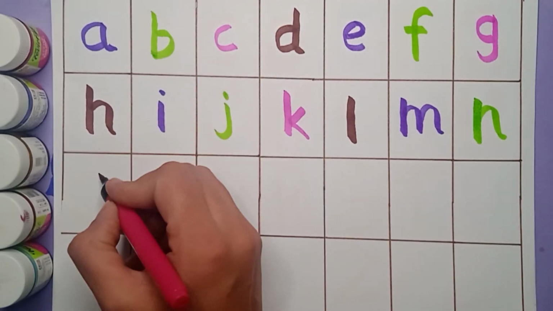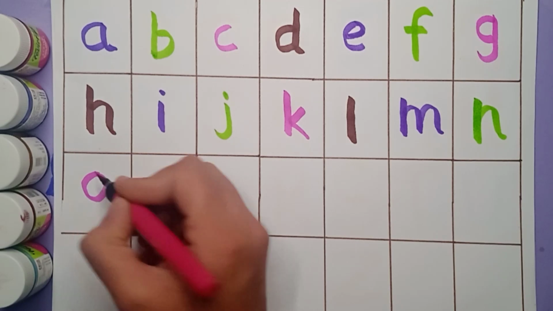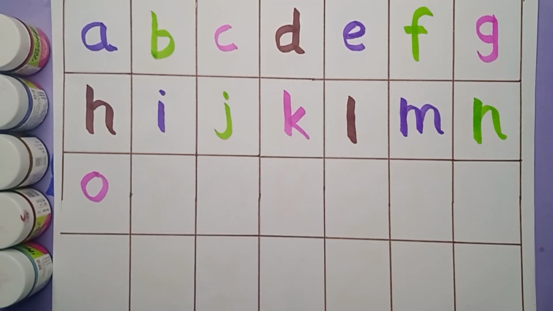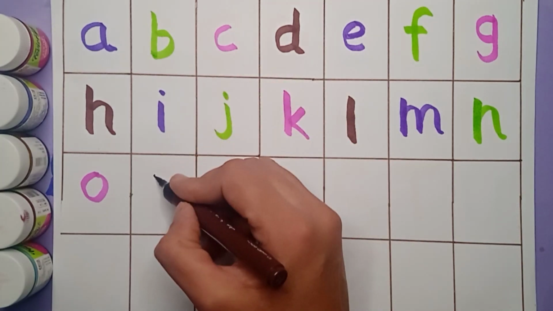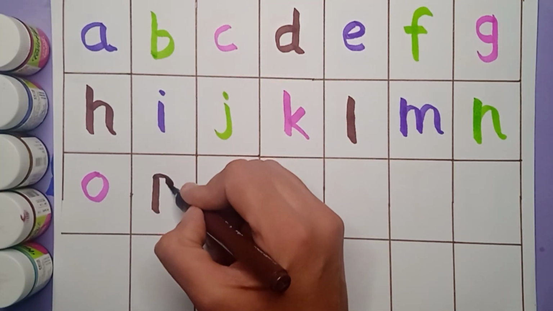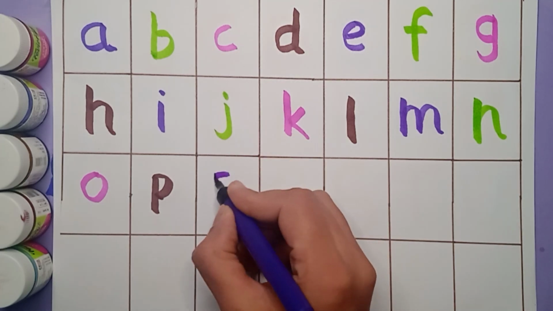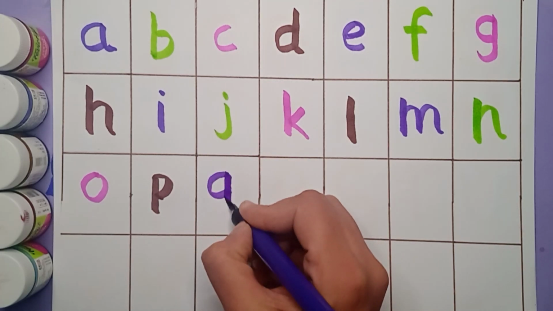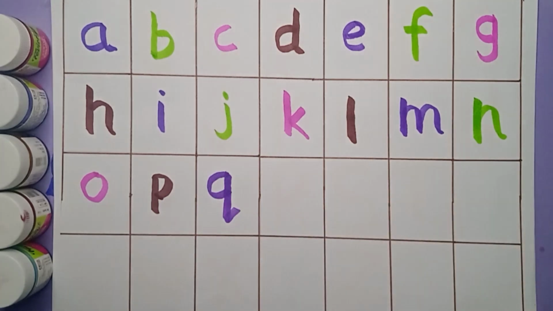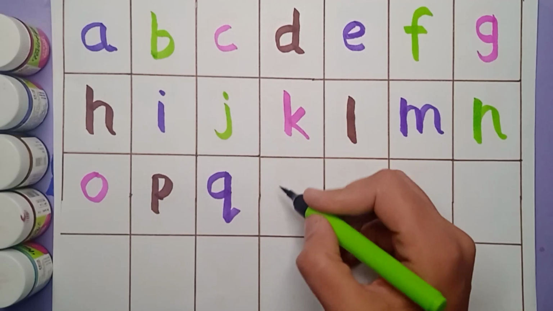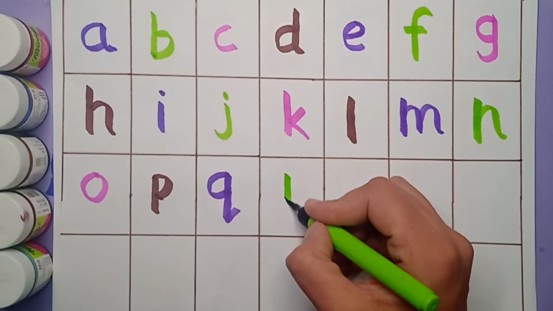Next letter is O. It's purple color. O, make a circle. It's O for owl. It's P, brown color. First make a standing line and reverse C. P for parrot. It's violet color. Q, first make C and a standing line and a small slanting line. It's Q for queen.